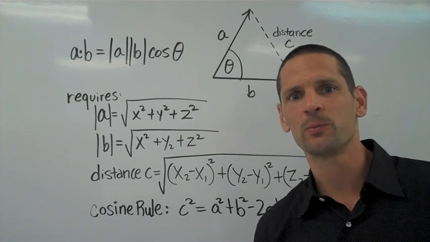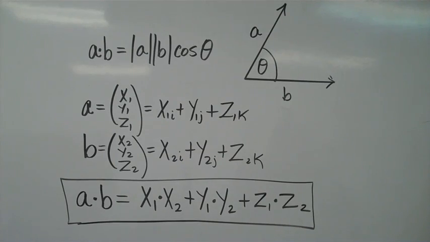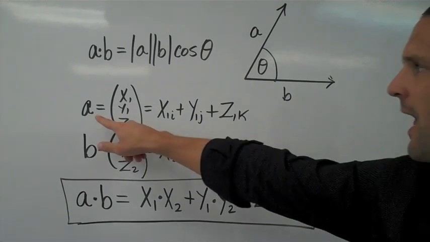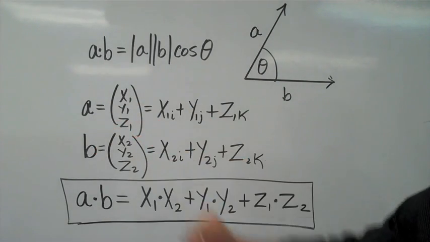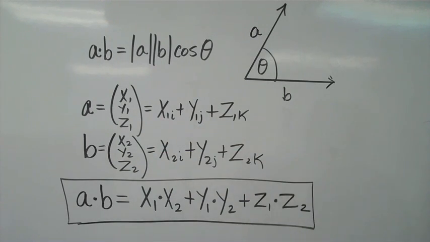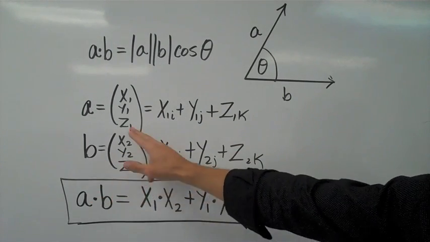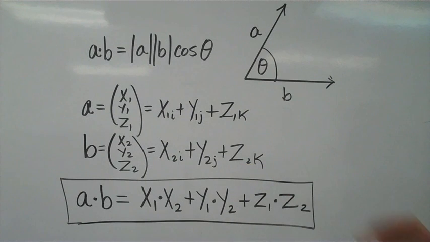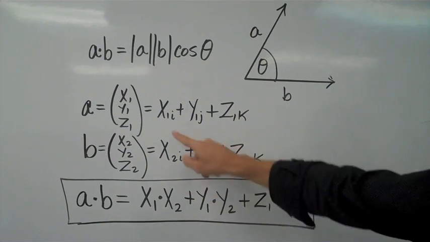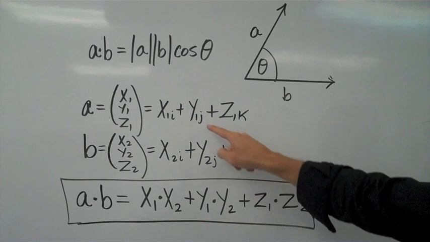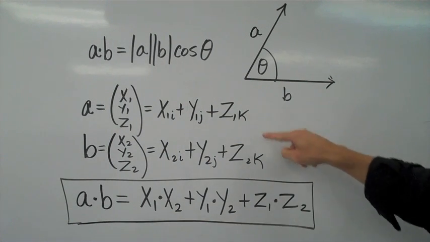It's easier to do. Instead of finding the scalar product or dot product by using the distance formula, finding the magnitudes of A and B with the Pythagorean theorem and then using the cosine rule, we can simply state that A is made up of these components, which translates into these components, and vector B is made up of these components, which translates into these components. Well, if that's the case, then the scalar product, the dot product, is simply x1 times x2 plus y1 times y2 plus z1 times z2.